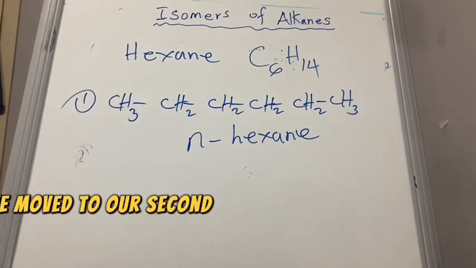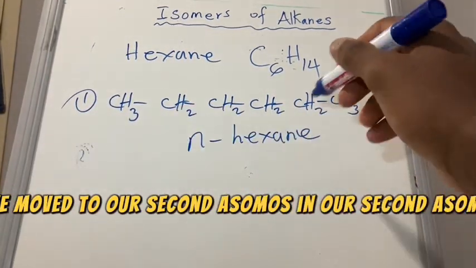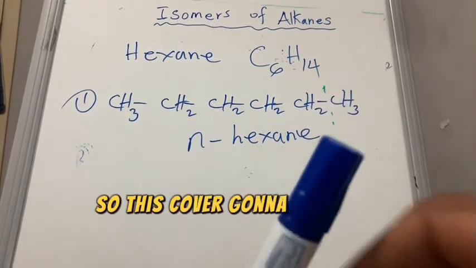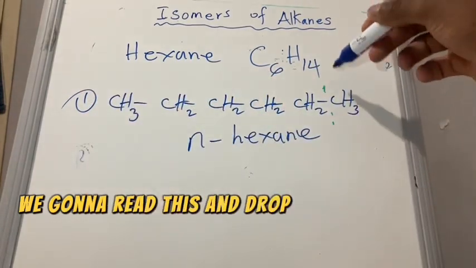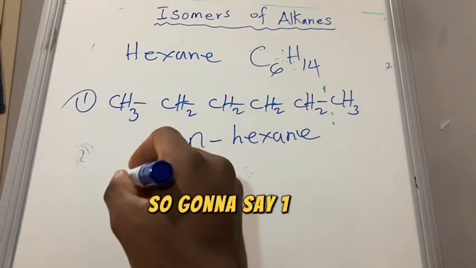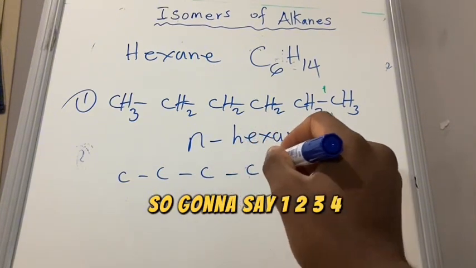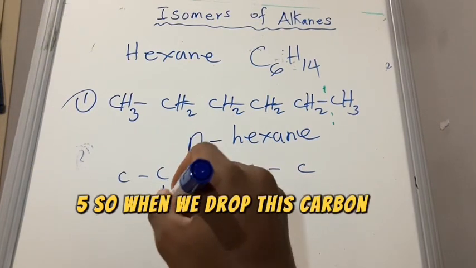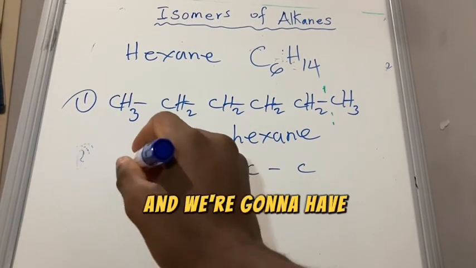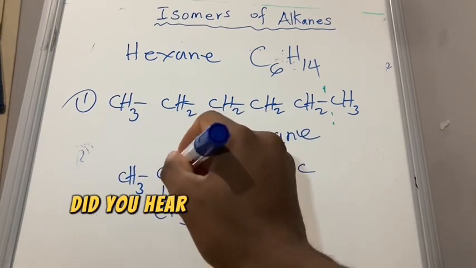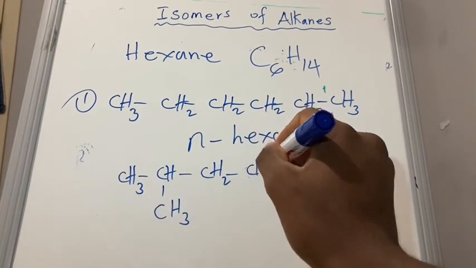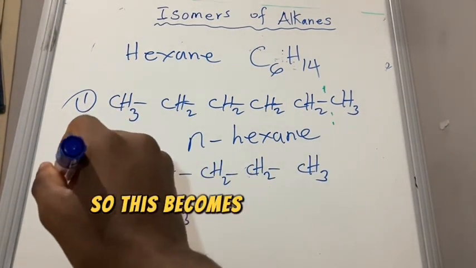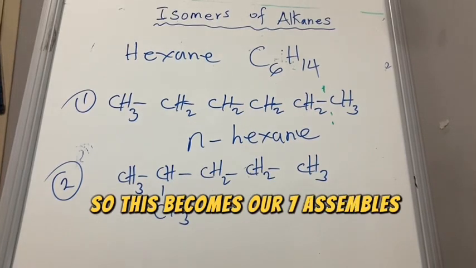We move to our second isomer. In our second isomer, we're going to drop this carbon as a branch. So we're going to say 1, 2, 3, 4, 5. We're going to drop this carbon here, and we're going to have 3 here, 2 here, 2 here, 2 here, and also 3 here. So this becomes our second isomer.